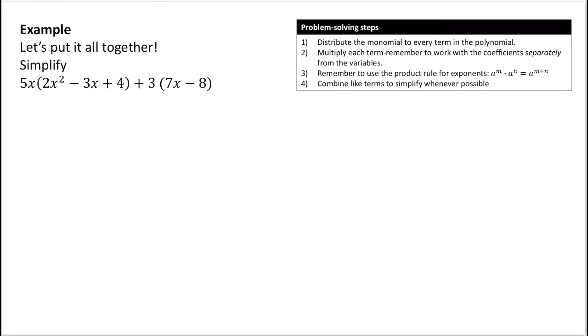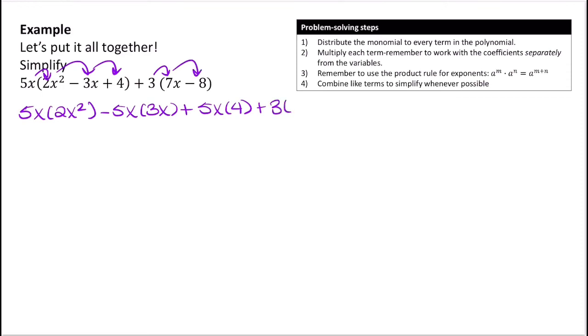I want to show you how we can put this all together. So this problem will actually combine what we did just now with distributing monomials to polynomials and what we did with addition of polynomials. So first, remember when we do order of operations, we do the multiplication first. So I'm going to start off by distributing this 5x here in this first polynomial. So I have 5x times 2x squared minus 5x times 3x plus 5x times 4. Okay, and then I'm going to distribute in my second. So I have 3 times 7x minus 3 times 8.